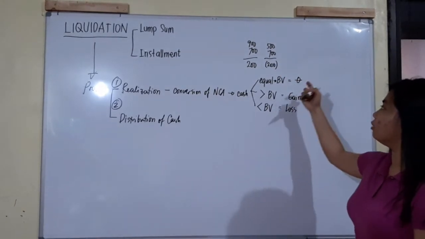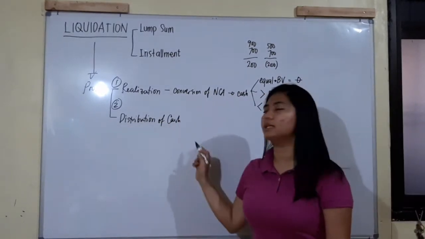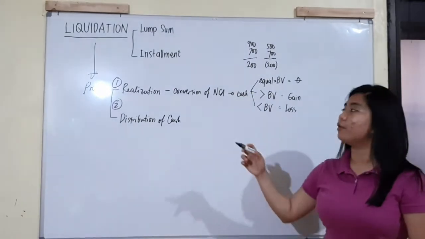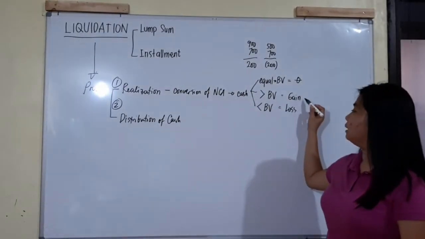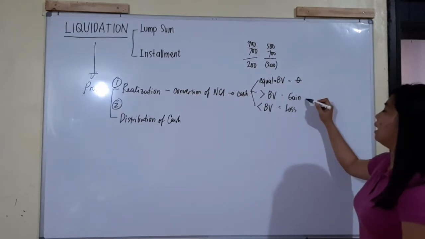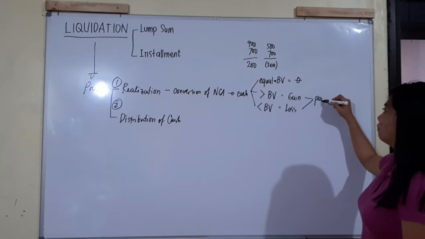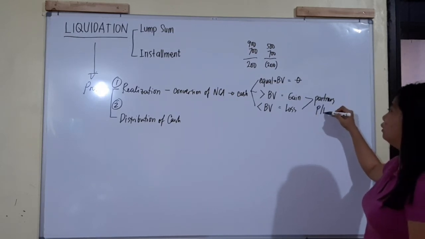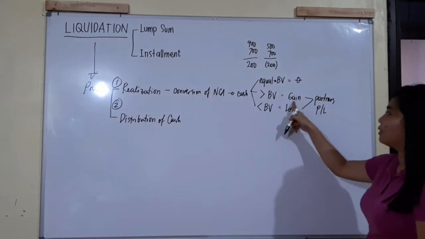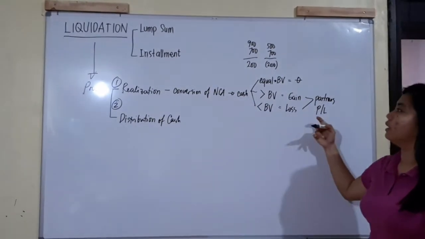So kung meron tayong gain or meron tayong loss, hindi pa tayo makakaproceed agad sa distribution of cash. So before that, i-close muna natin yung gain tsaka yung loss natin sa ating mga partners. Okay, using their profit and loss ratio. Kasi nga, profit and loss din yan. So, we are using profit and loss ratio.